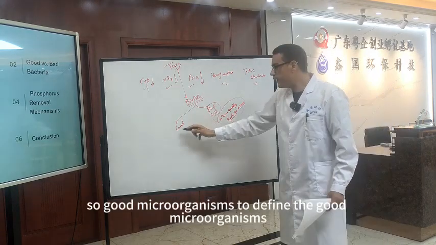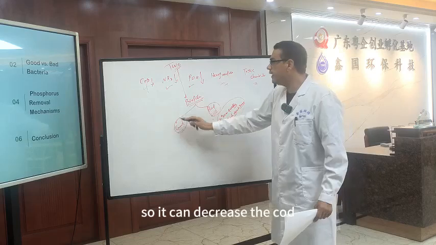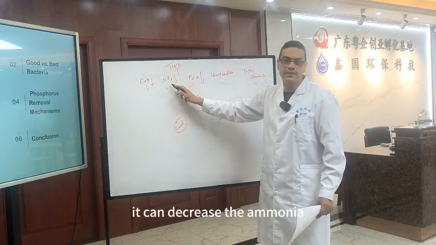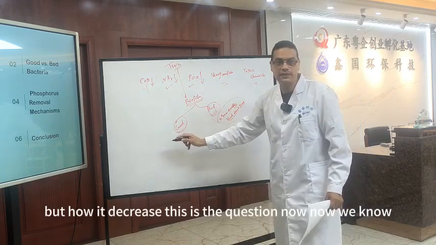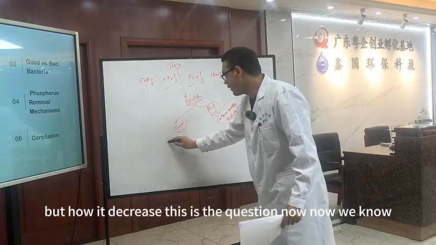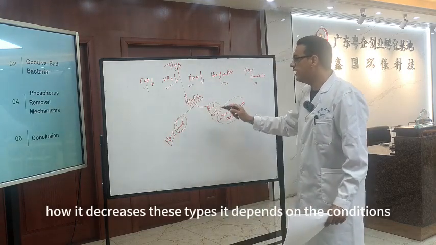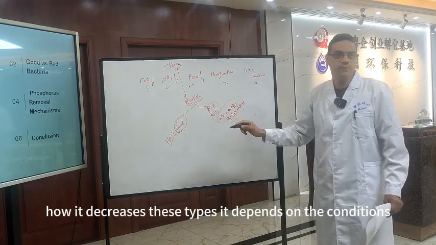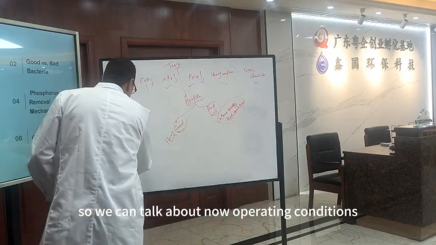Okay, so to define the good microorganism, it can decrease the COD, it can decrease the ammonia, it can decrease the phosphorus. But how does it decrease? This is the question now. Now we know how it decreases these. It depends on the conditions. So we can talk about operating conditions now.